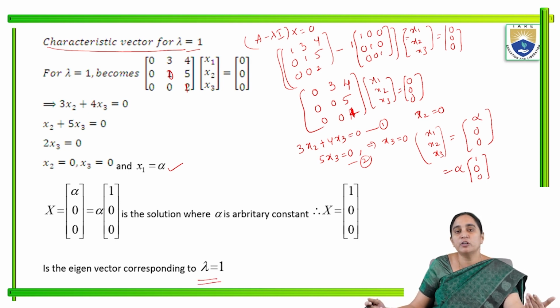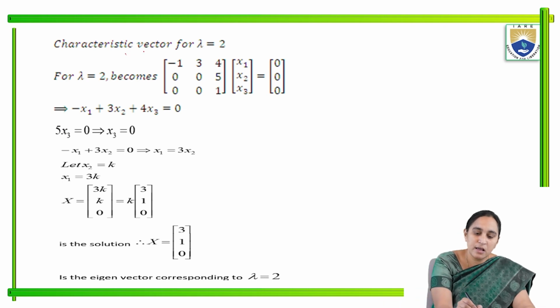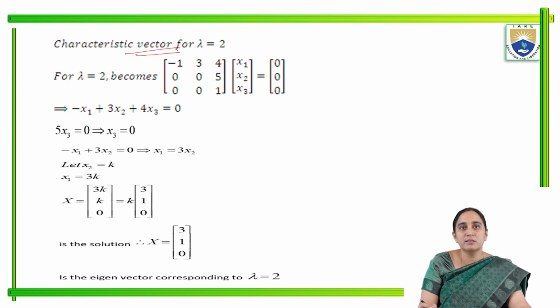Okay, similarly, what about the next eigenvalues? Lambda is equal to 2 and lambda is equal to 3. For that, we have to find the corresponding eigenvectors. And the next case, the characteristic vector for lambda is equal to 2. Characteristic vector, one more name, that is eigenvector, for the corresponding eigenvalue of lambda is equal to 2.